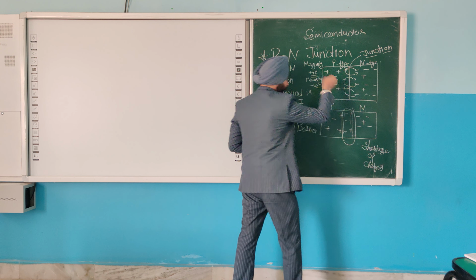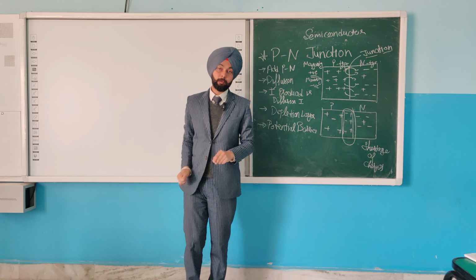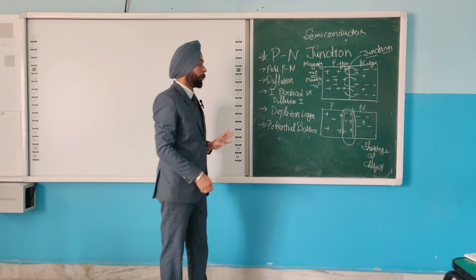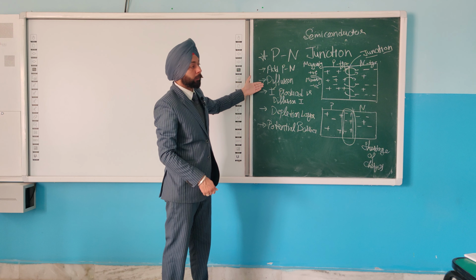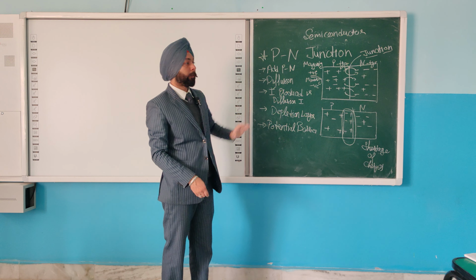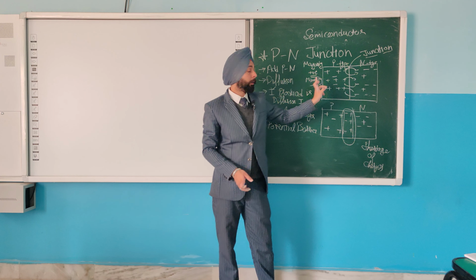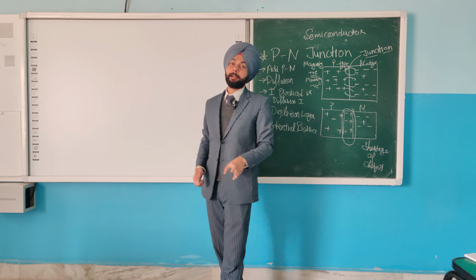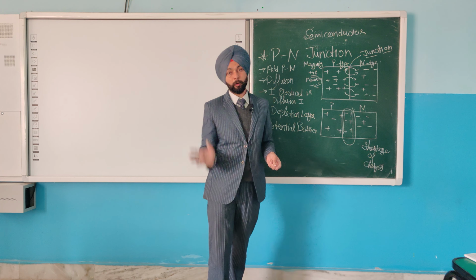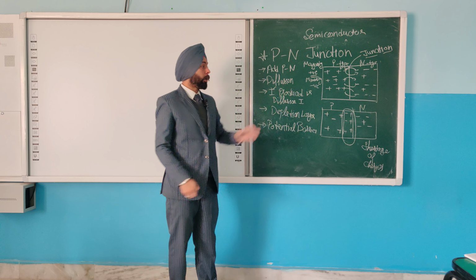When the diffusion process occurs, current is produced. This current is called diffusion current. I repeat, when P type and N type are joined, the process is called diffusion process. Electrons move towards the P type and positive charges move towards the N type. Then current is produced because of the motion of electrons and holes. This current is called diffusion current because the diffusion process is responsible for producing it.